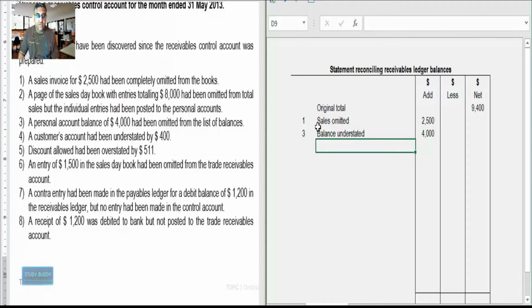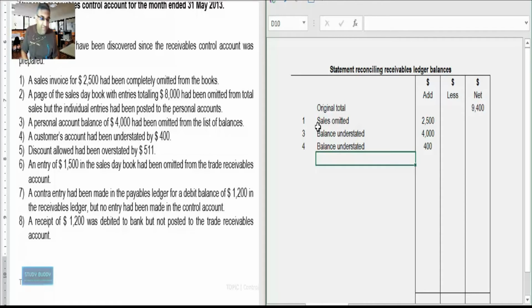Error number 4. A customer's account has been understated by $400. Again, this error concerns only the sales ledger because the error was made only in the individual customer's personal account. So we need to add it back here in the statement of reconciliation, $400. This is error number 4. And again, this is balance understated.